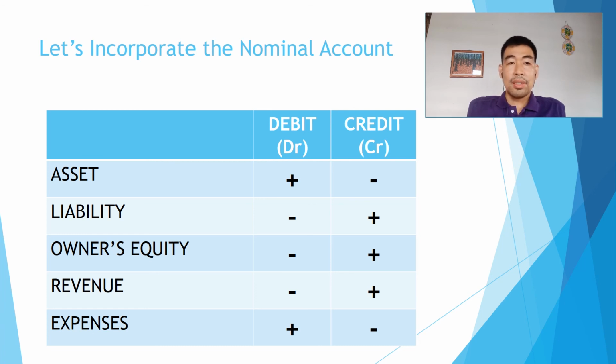Take note, if you notice, the normal balance side of assets and expenses are the same. The main reason is that assets and expenses are alike. They only differ in their usage. If it is unused, it could be classified as an asset. But if it is used or consumed, it could be accounted as an expense.